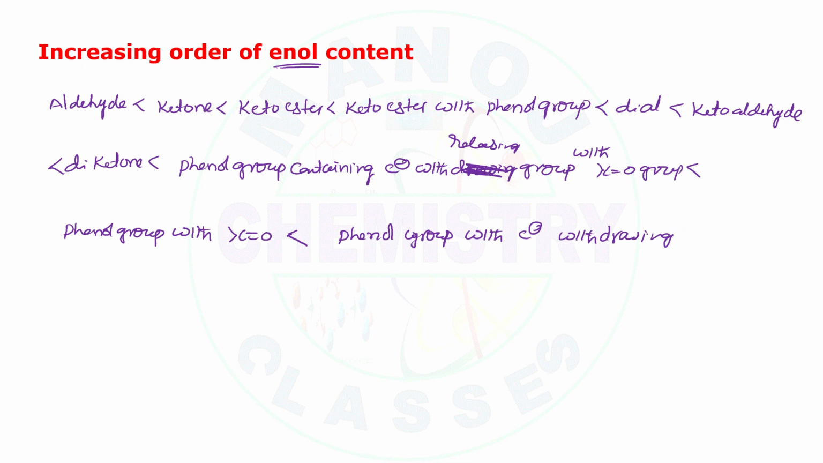So these are the order. The least keto form is in the groups which contain a phenol group along with electron withdrawing groups, in which keto form is less, whereas in aldehyde keto form is more. So the enol content in the aldehyde is very less, almost negligible. So this is the order you have to keep in mind to do the objective types, in which one has a higher amount of enol content. Such types of questions will be asked in our exams.